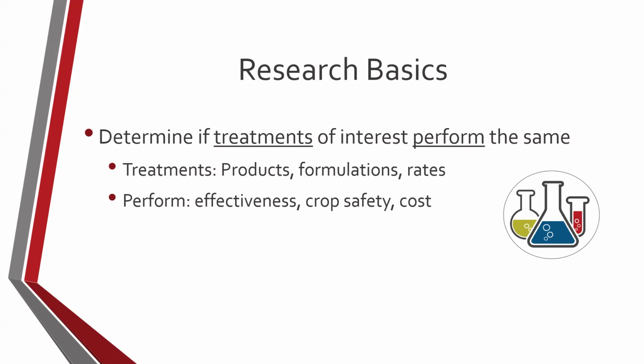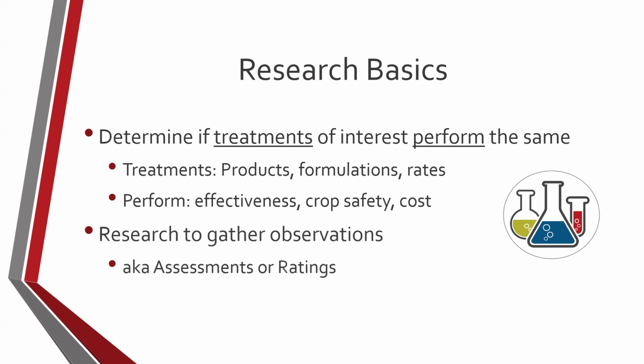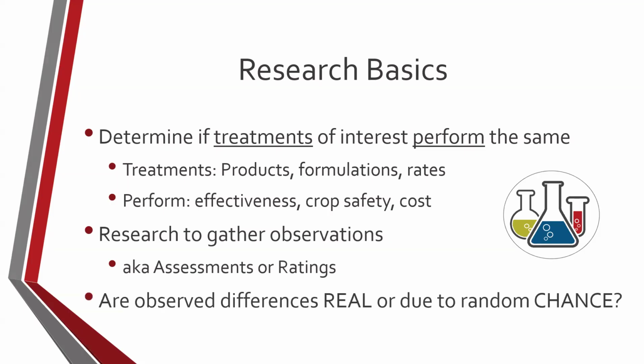All sorts of combinations. So of course, then we go out and perform research trials to obtain a bunch of observations of what happens with those treatments. In ARM, we usually call those assessments or ratings. And so the question is, are the differences that we observed due to the treatments, or did they happen just by random chance? That's really where statistics comes in. Namely, we're going to use the analysis of variance.